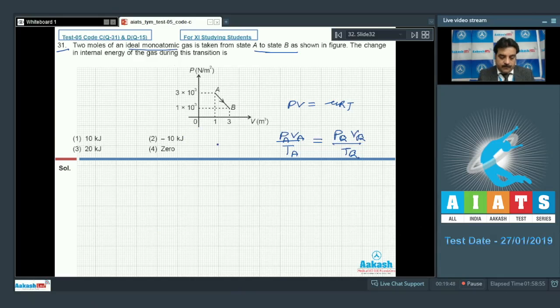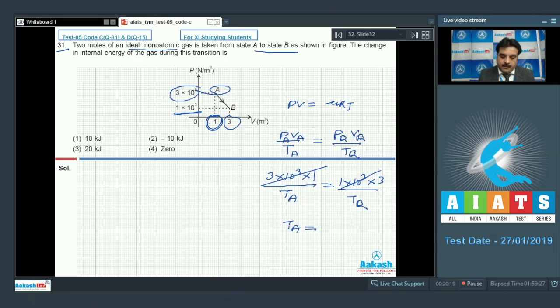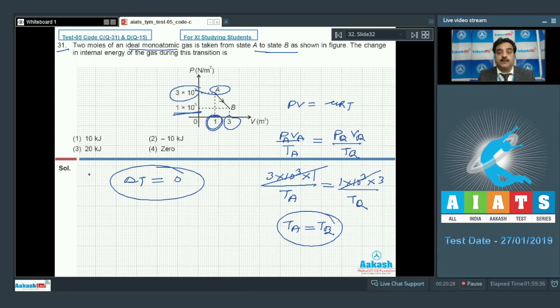You know the value of PA is 3, you can see by the diagram. So I will write here 3 into 10 to the power 3 and volume is 1, you can see on the x-axis, divided by temperature TA. Similarly, at the point B, the pressure is 1 into 10 to the power 3, but volume is 3 and temperature is TB. So you can cancel, and easily you can find TA is equal to TB. So the change in temperature between A and B is 0 because both temperatures are the same.